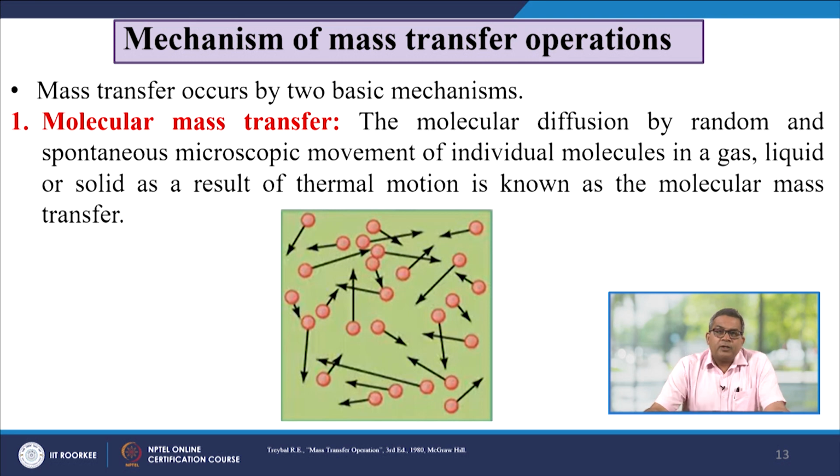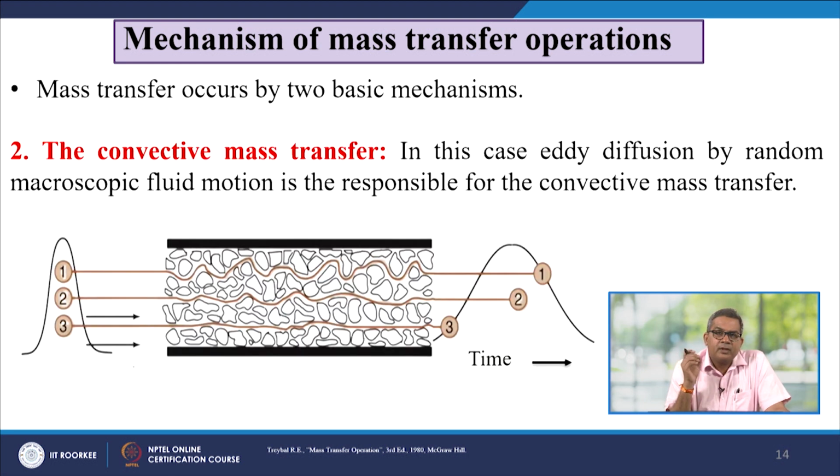Now, when we talk about the mechanism of mass transfer operation, it usually occurs by two basic mechanisms. One is molecular mass transfer, molecular diffusion by random and spontaneous microscopic movement of individual molecules in a gas, liquid or solid as a result of thermal motion, which is known as molecular mass transfer. Then convective mass transfer. In this case, eddy diffusion by random macroscopic fluid motion is responsible for convective mass transfer.